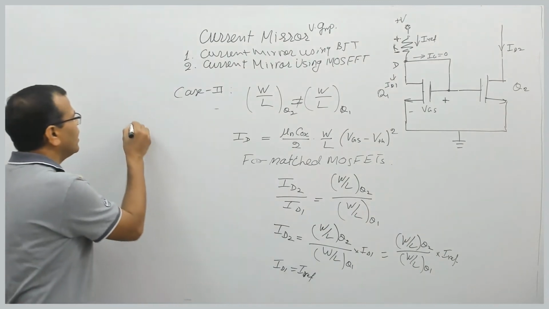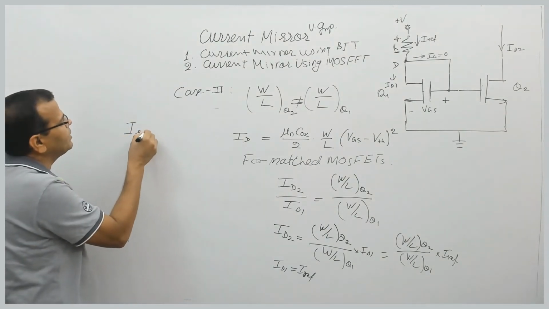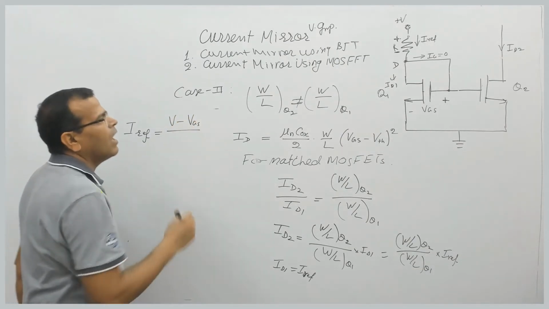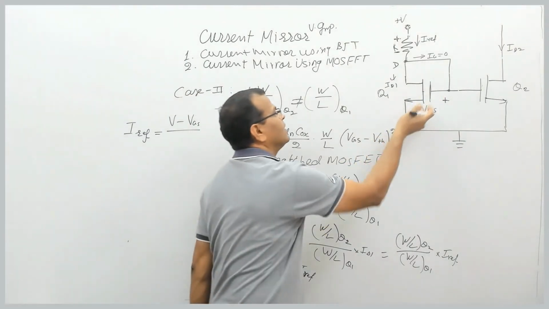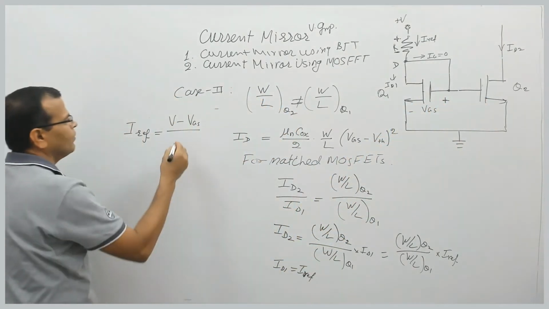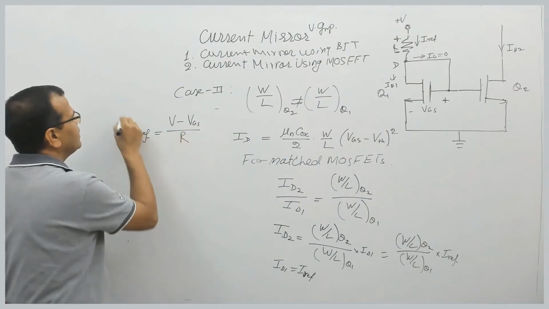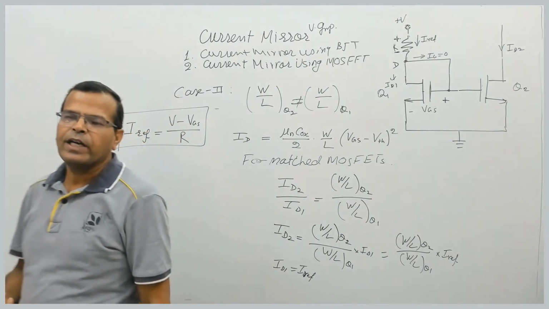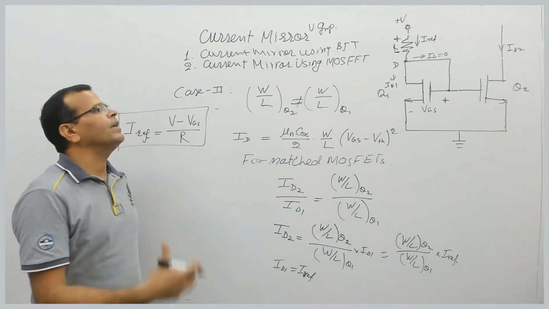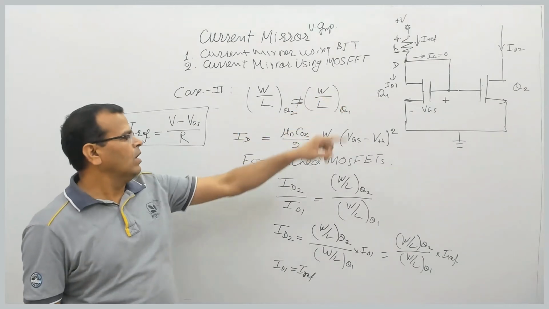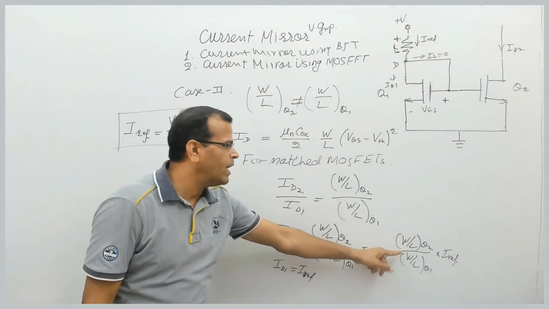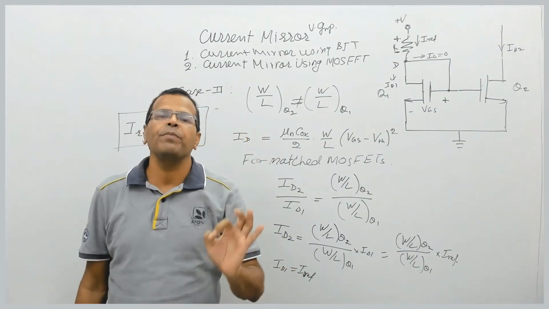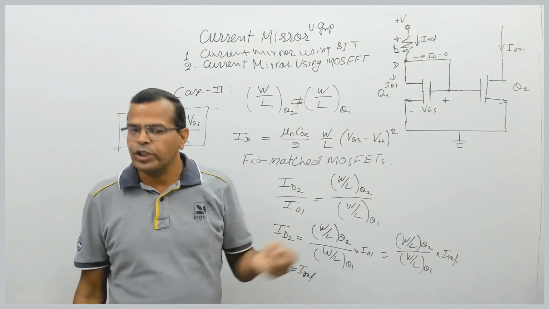And you know how to get Iref? I have already given you the expression. Iref is nothing but (V minus VGS) divided by the resistance R. We are assuming the gate to source voltage for both transistors is the same. That is obtained by applying KVL. I have already shown you that expression, right? So I can get the drain current of Q2 using this relation if the W by L ratios of both MOSFETs are different. I repeat, this is a very important concept which is used in different questions.